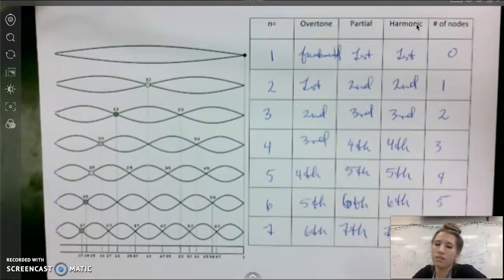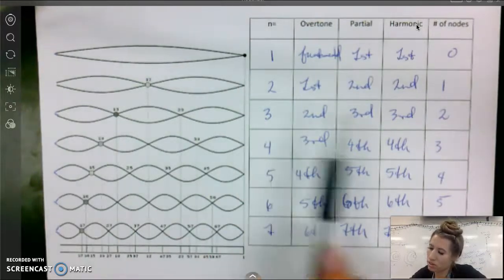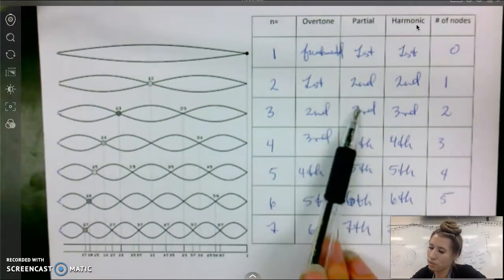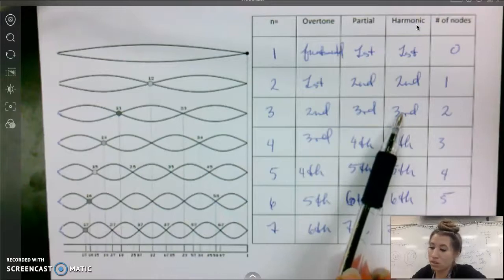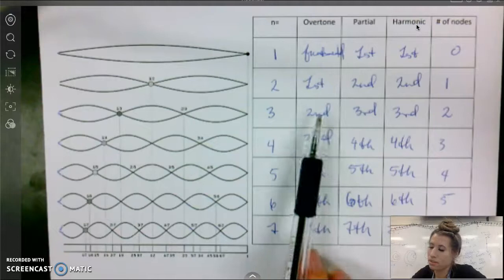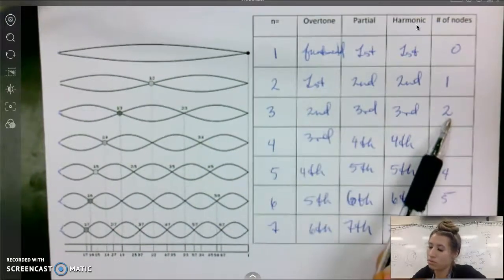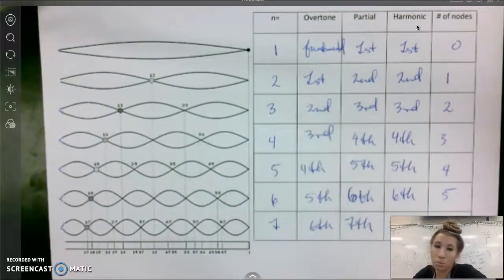So let's start drawing some connections here. The n number correlates to the partials. So if n equals 3, that's the third partial and the third harmonic. The number of nodes correlates to the overtones. So if it's the second overtone, then it has 2 nodes. And the number of nodes in the overtones is 1 less than the other values in our n number.